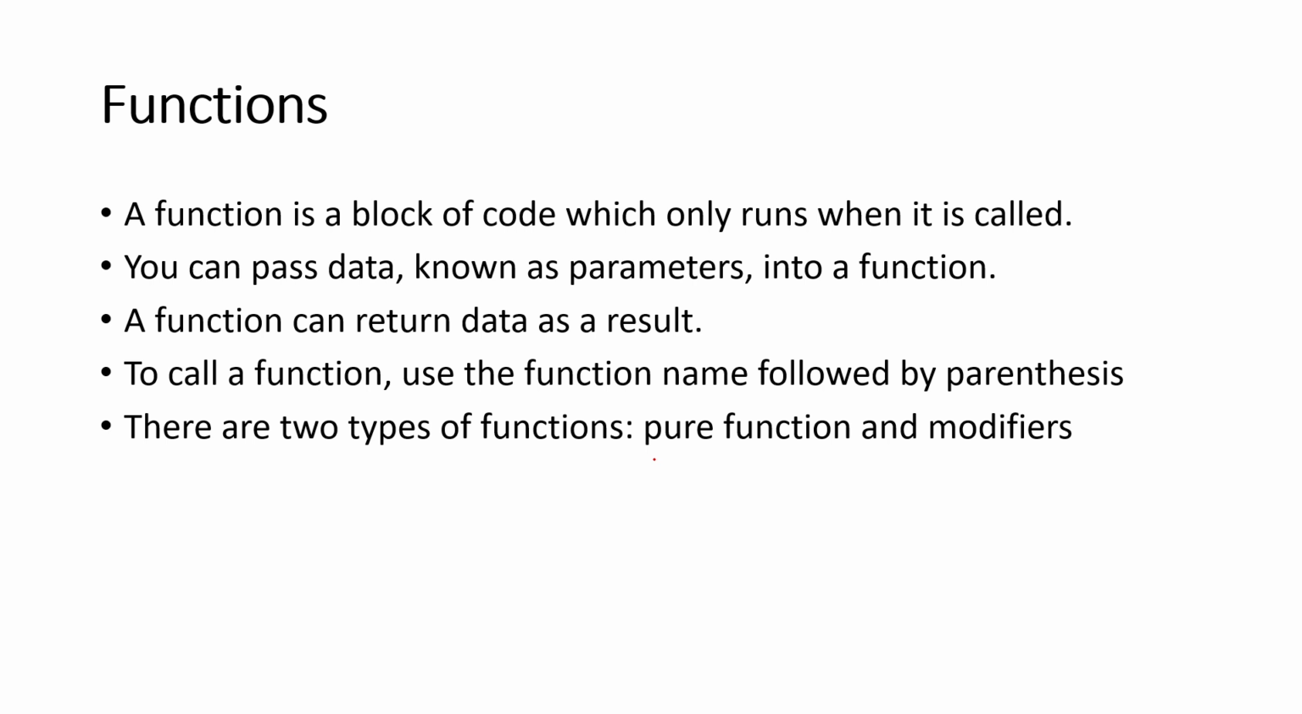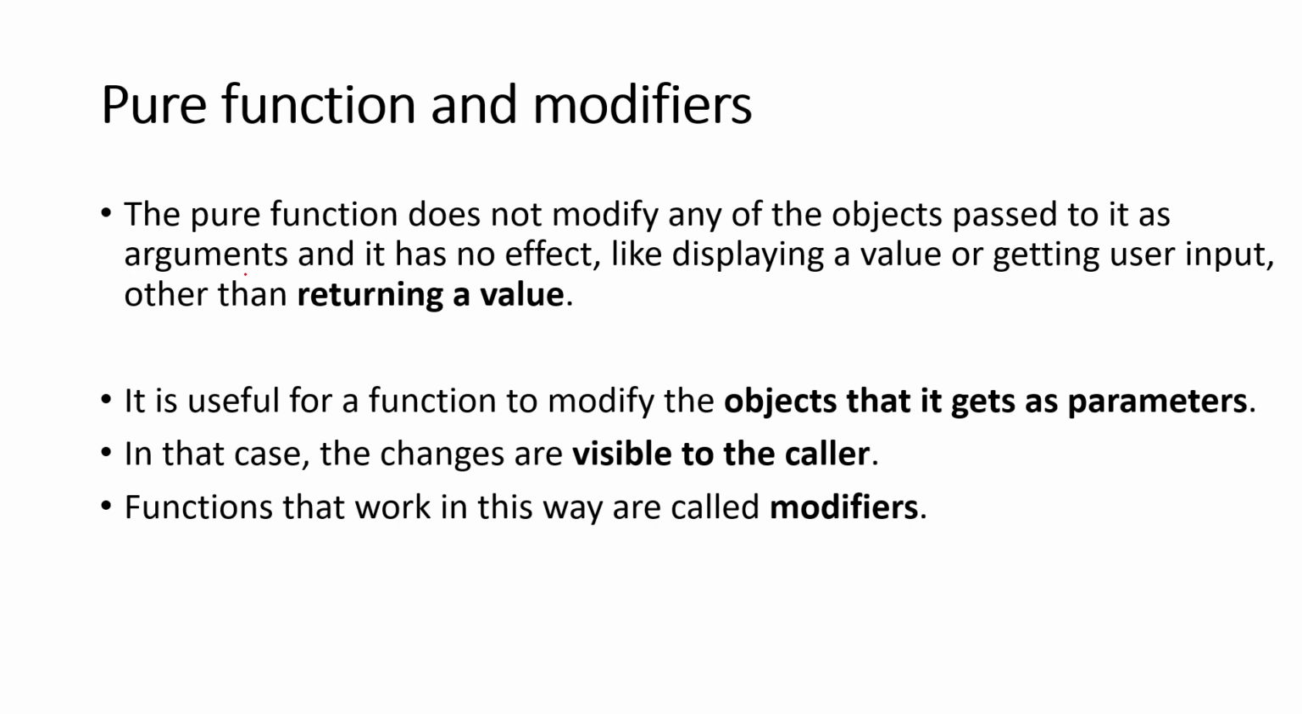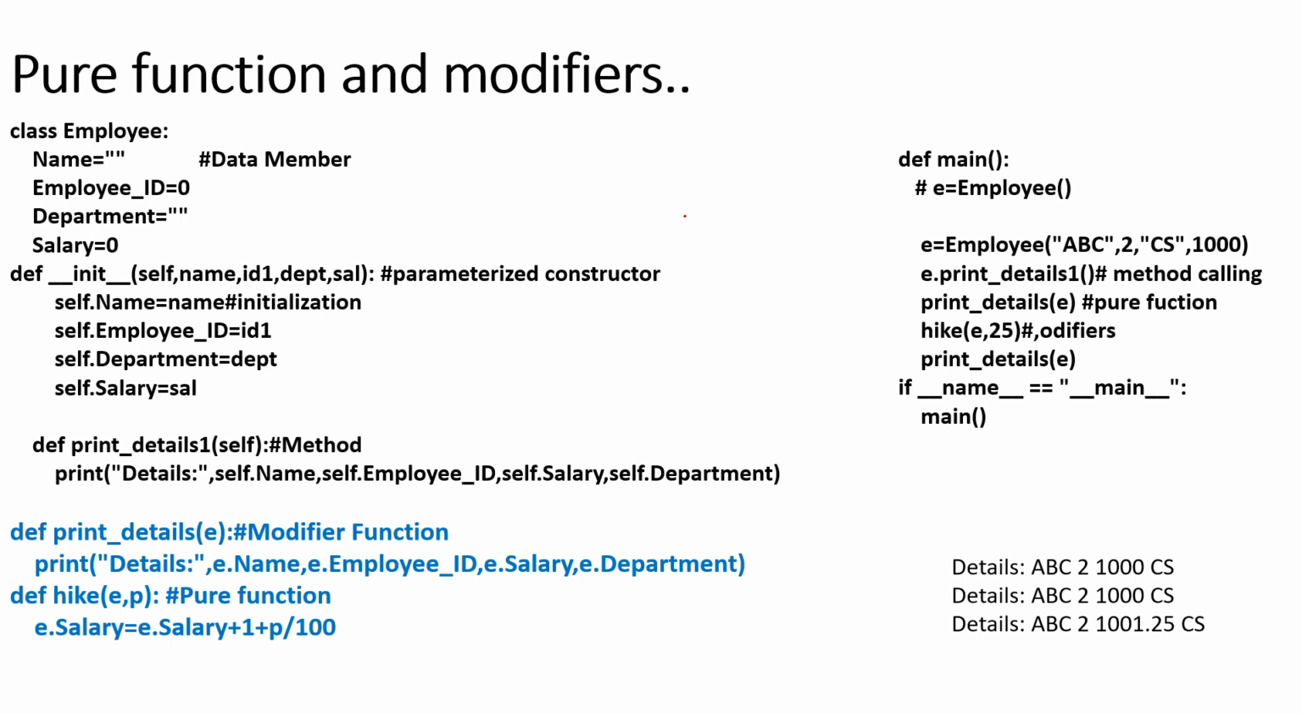In the previous class, I told there are two different types of functions. One is the pure function, the other one is the modifier function. The pure function can return a value, it can even return void, but it won't modify the attributes. If a function does not modify the attributes, such functions are called pure functions. Those which mutate the attributes are called modifiers. It's just like getter and setter methods in Java.